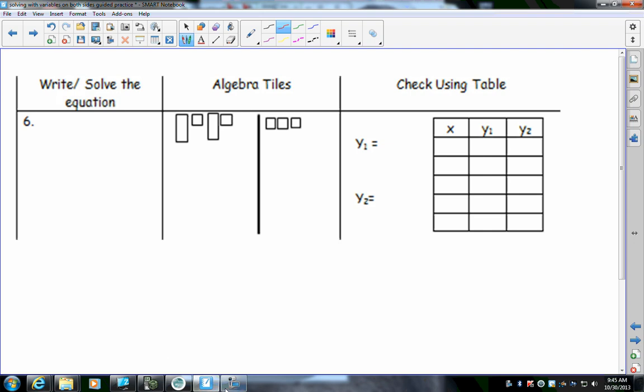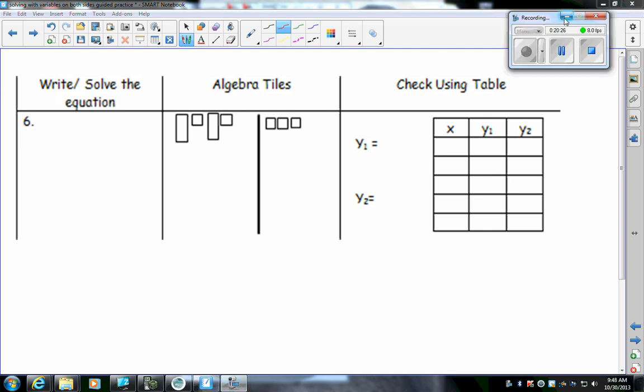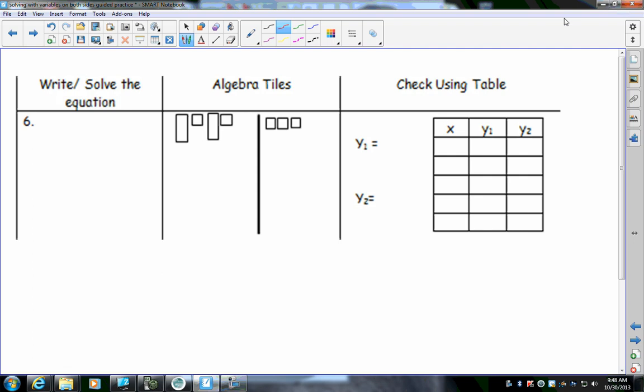I'll be back in just a second for number 6. So on number 6, when you drew the tiles and wrote your equation from the tiles, I have x plus 1 plus x plus 1. If you wrote 2x, don't mess it up yet. I was just writing what I saw, because the other way you could have written it was 2x plus 2 equals 3. That would have been the same thing, and that's okay.